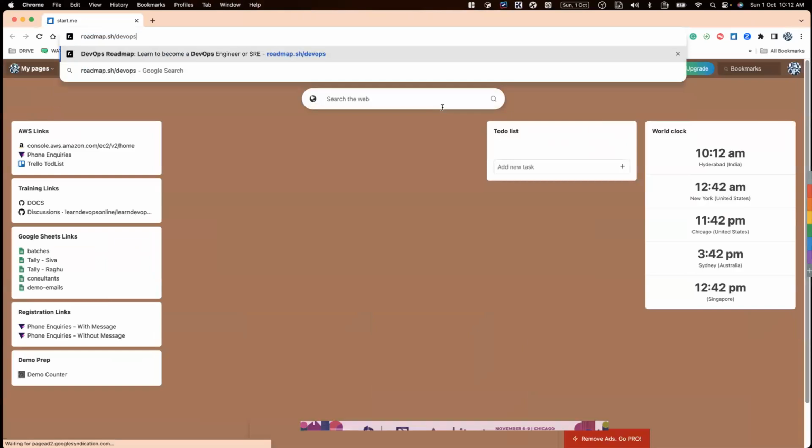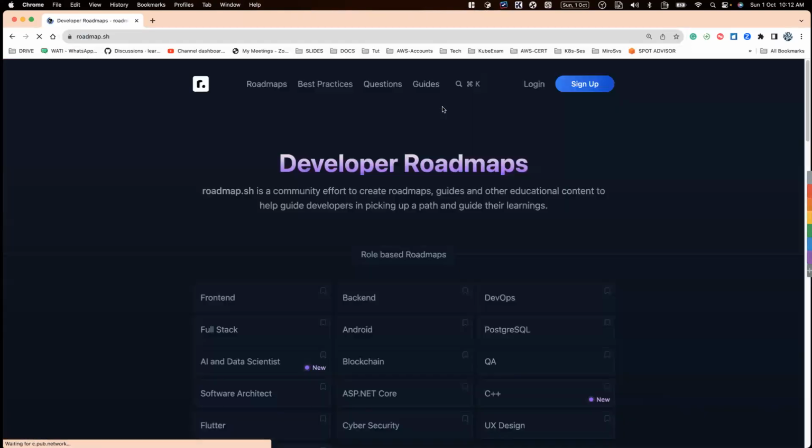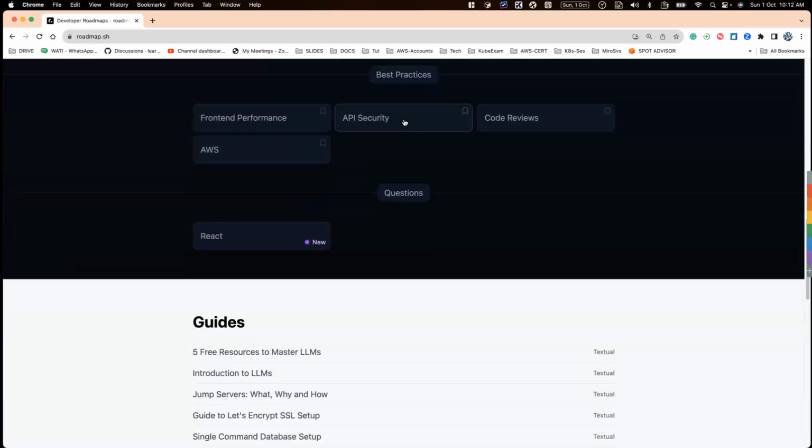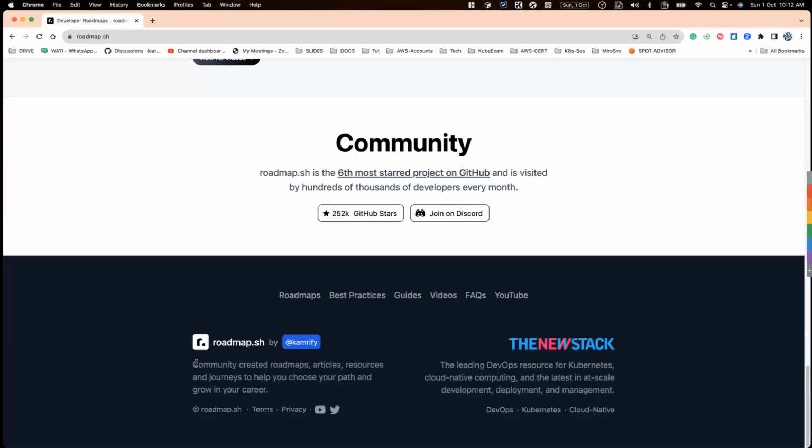Now, to solve this particular question, we are going to visit a website called roadmap.sh, and this particular website is a community website. It never belongs to anyone, so we can rely on these particular guys. They provide roadmaps to different people, and these are community-created roadmaps and community-created articles. And roadmap.sh is the sixth most starred project on GitHub. If you go to GitHub and look at the number of likes of the projects, this stands in the sixth place.